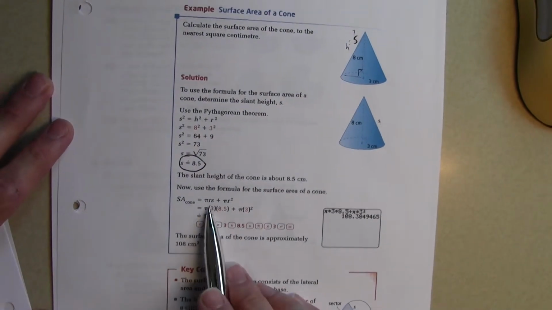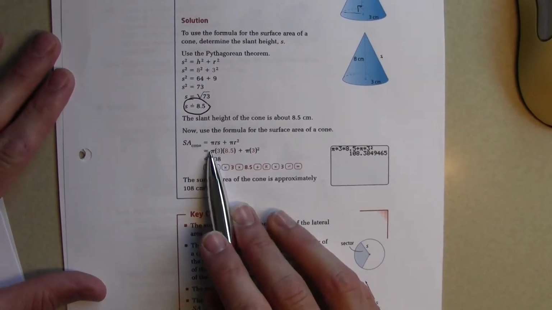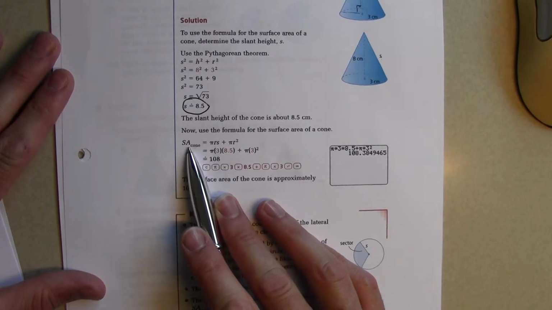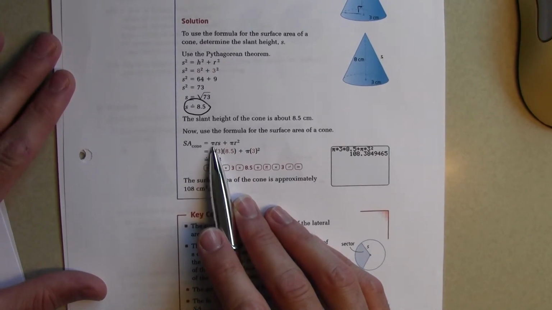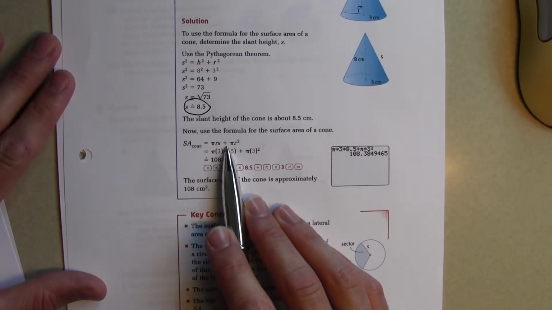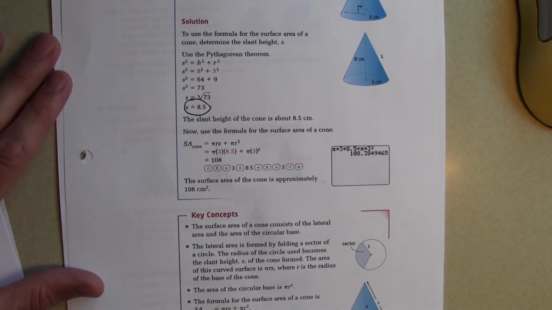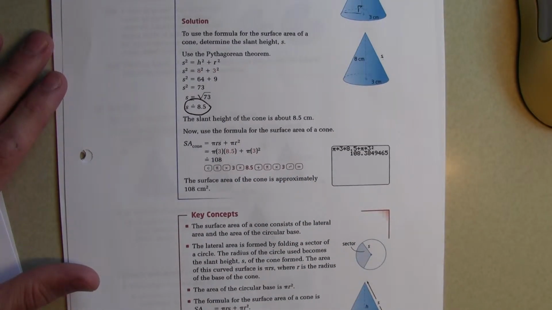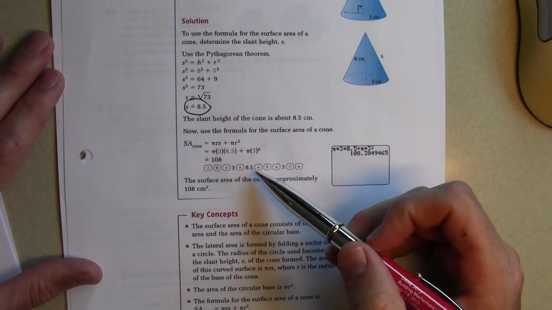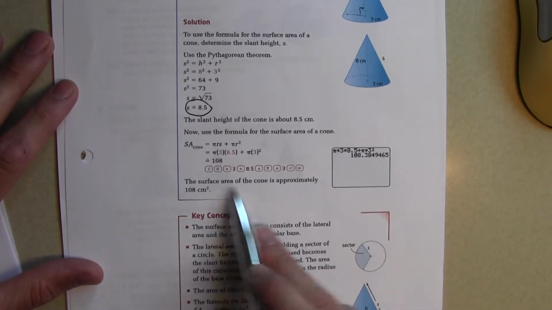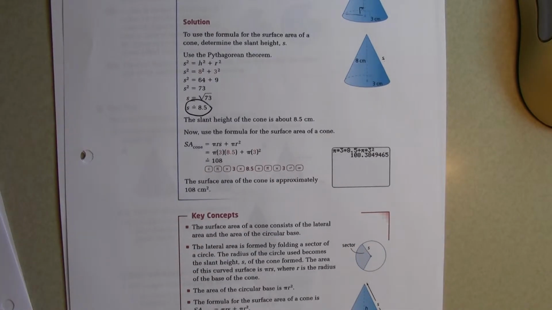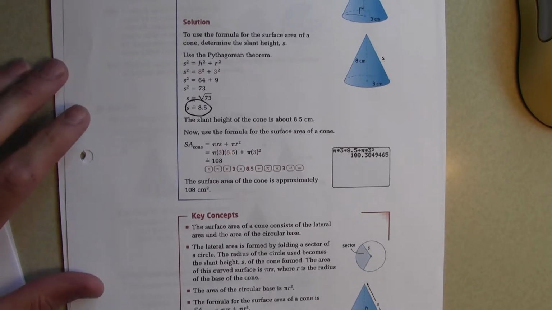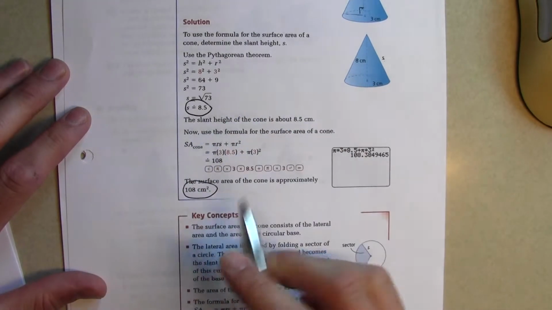Once we have our slant height, that's the only unknown that we need to substitute into our surface area equation. So pi rs plus pi r squared. Okay, so r is 3, S is 8.5. Any questions there? And we just work that out. Here it's showing you on your calculator the buttons you would actually press. Any questions? Okay, our surface area ends up being in centimeters squared.